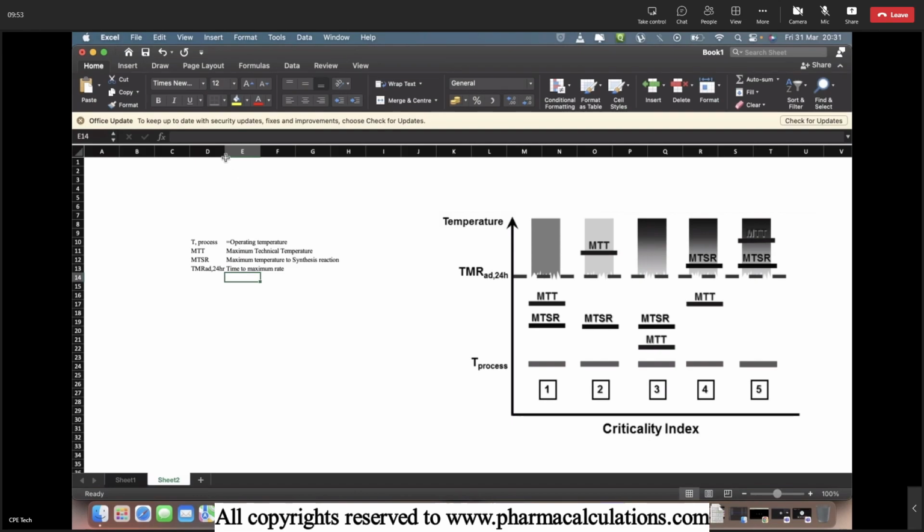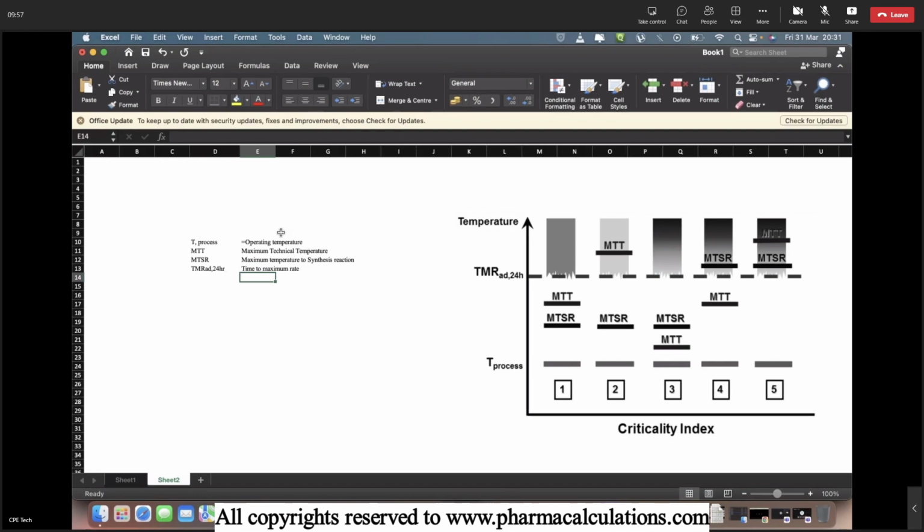Now let's see from where we are going to get the data. The first one is the operating temperature, which you will get from the process. The next one is the maximum technical temperature. It is nothing but the boiling point of a solvent which is available inside the reaction mass. If there is no solvent, and you are going to do any neat reactions, in that case you can take the compound with the least boiling point. This also we can take from the process.